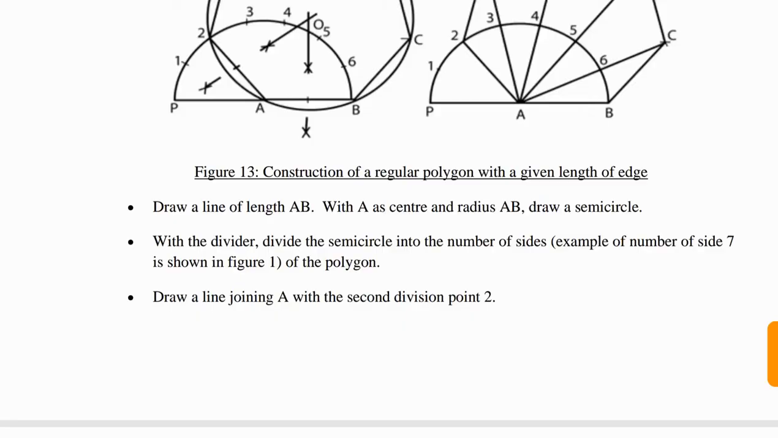Instruction 3 says draw a line joining A with the second division point 2. We're going to draw a line from A to 2.